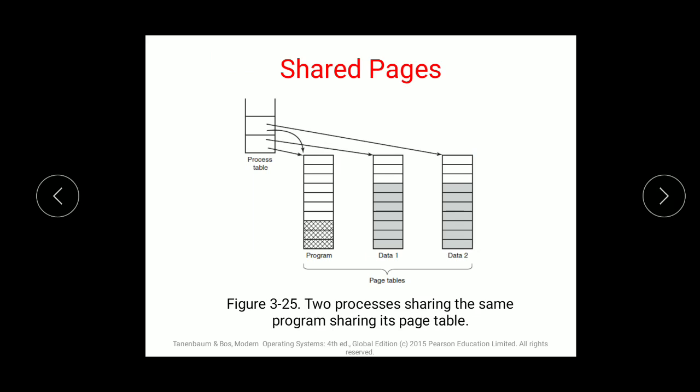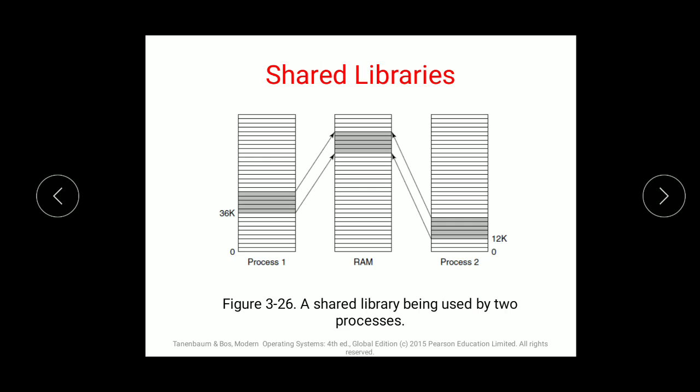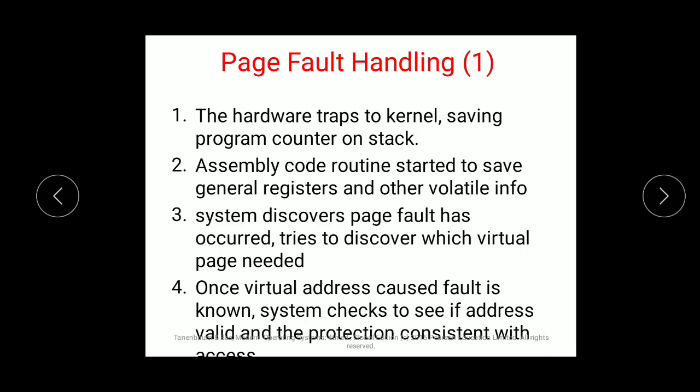Shared pages over a process table. One process table which has different shared pages, that is two processes sharing the same program, is called multi-programming. Shared libraries are values which are stored in the form of processes, that can be termed as shared libraries.